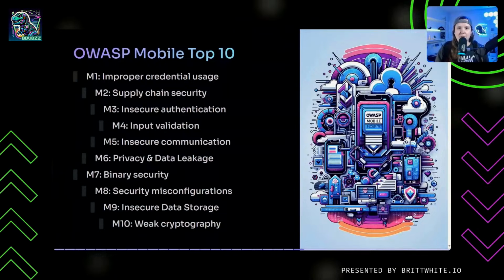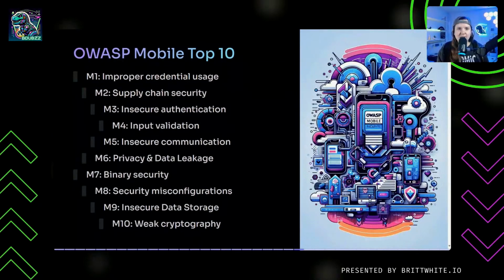Now here's the rundown. We have M1, which is improper credential usage: weak passwords or hard-coded keys. That's leaving your spare key under the mat. M2, supply chain slip-ups. Dodgy libraries can hide backdoors. Vet them like a sketchy roommate. M3 is insecure authentication. Relaxed logins let the hackers in. M4 is input validation. No input checks? SQL injection is going to come knocking. Filter it like a spam call. M5 is insecure communications. Unencrypted data is like texting your PIN in public. TLS locks it all down.